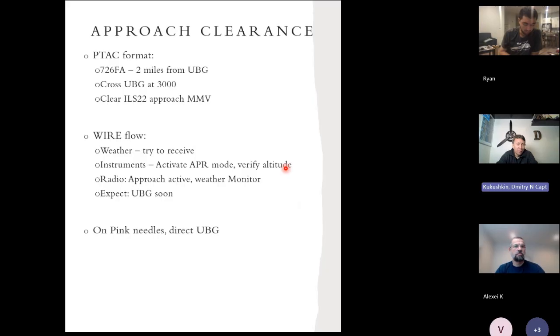Instruments. Once you have PTAC clearance, you activate approach mode. Well, that's if you're flying a system with autopilot. If not, then you just fly it by hand. On the radio, you're talking with approach. You probably monitor the weather if it's a single radio. And the next frequency would likely be McMinnville. Those are all the questions you ask yourself. What do you need for instruments? What do you need for radio? And then what do you expect next? All this is your foundation to be ahead of the airplane.